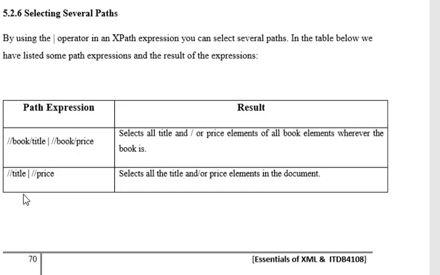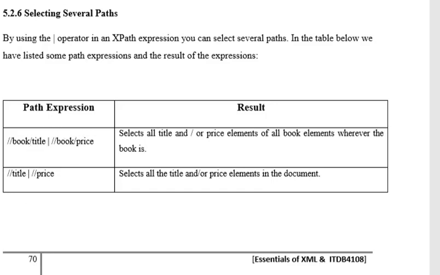So you are seeing the way we can apply several paths, more than one path in the expression, by giving this symbol. That symbol here does not mean and, it does not mean or, it means this path and this path. So apply whatever rule is given in this path, book title, and in the path, book price.